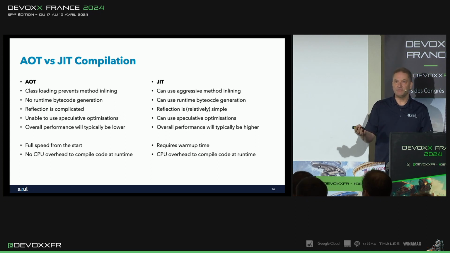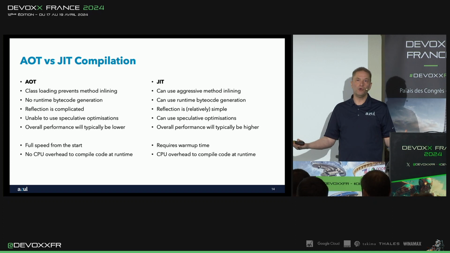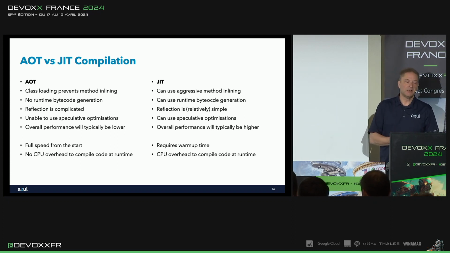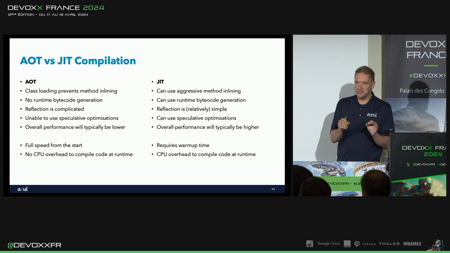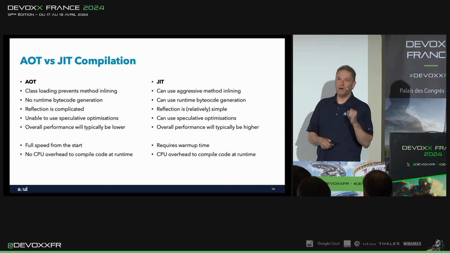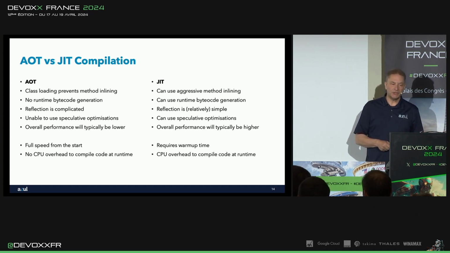You can't use speculative optimizations unless you do very complicated things where you have multiple code paths to support that kind of thing, which nobody really does. And the overall performance will typically be lower. I'm not saying it always is, but typically the performance you'll get from ahead-of-time compiled code will be lower than JIT compiled code. However, you do get full speed right from the very start, and you don't have that overhead of using the CPU to do compilation.